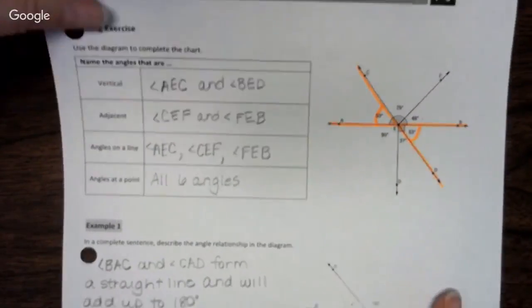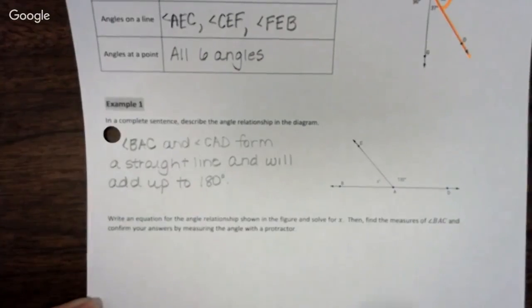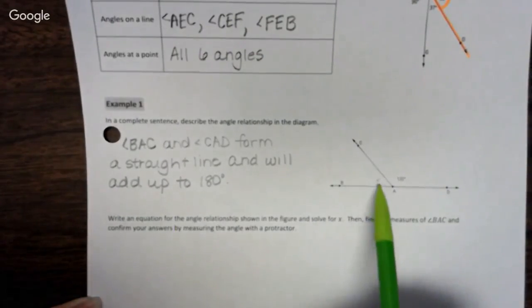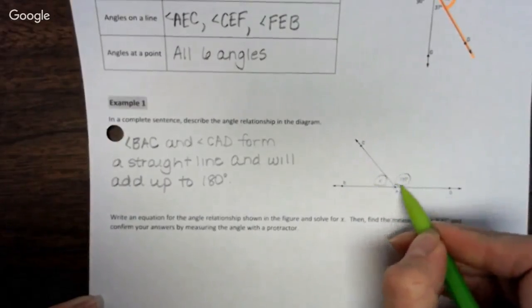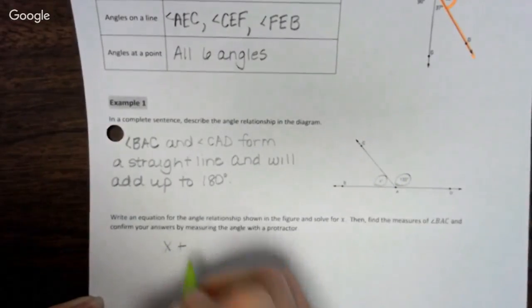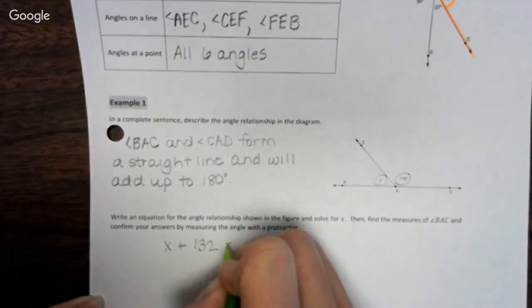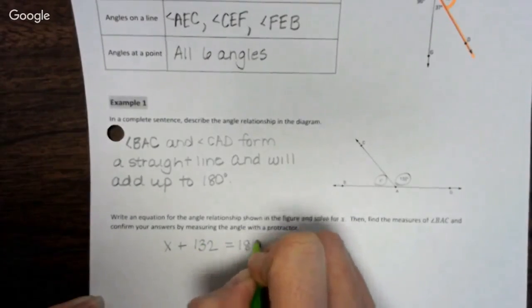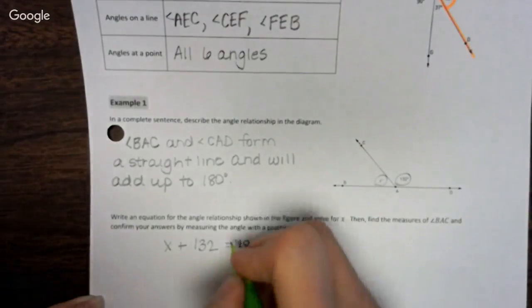Okay, so let's write an equation. Now that you already have this in words, this is going to be really easy to write an equation because you've already told me they add up to 180. Well, what adds up to 180? These 2 angles. So our equation would be x, that's one of the angles, plus 132, that's the other angle, equals 180. So here's your equation.